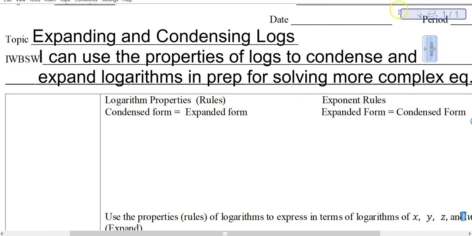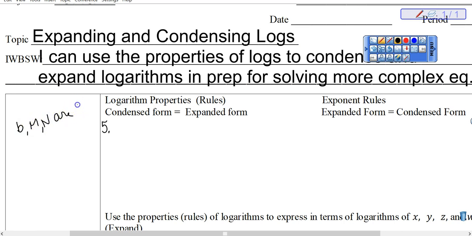So here we go. Log properties that we often use when we are condensing or expanding logarithms. Property 5, which we've already talked about, but we're going to actually use it today. Property 5 in condensed form says this. Now remember these things: b, m, and n are positive numbers, and b does not equal 1. Those are the rules for our logarithm.